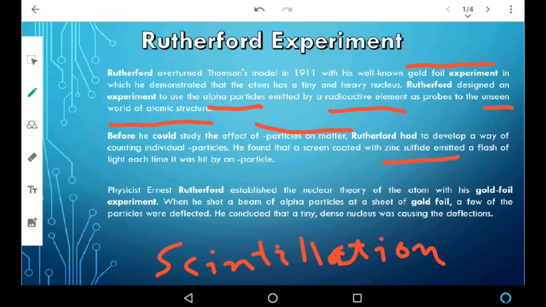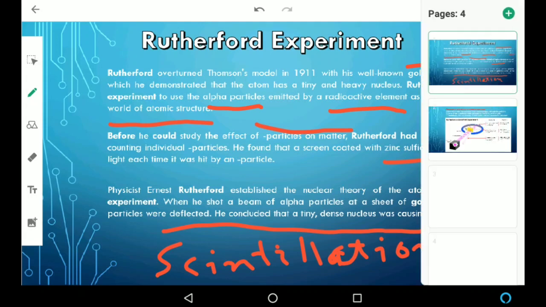Scintillation is the conversion of mechanical energy into light energy, where physics and chemistry are involved with each other. Rutherford established the nuclear theory of the atom, which is the gold foil experiment, where he shot a beam of alpha particles at a sheet of gold foil. That sheet is very thin, and a few of the particles were deflected. He concluded that a tiny and dense nucleus was causing the deflection.